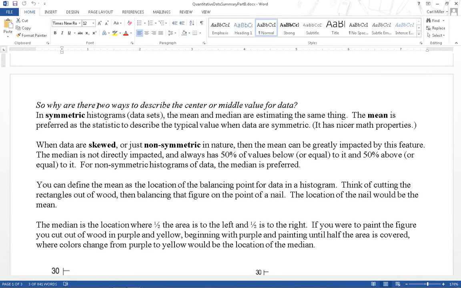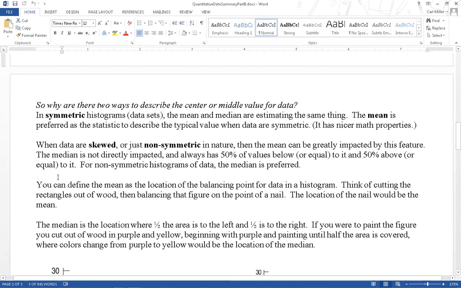Now, when you have histograms which are skewed to the right or to the left, or they're non-symmetric in nature, or possibly they have outliers, the mean can be greatly impacted by these features. So as a result, we use the median because it's not at least directly impacted, and you know that it always has at least half of the values equal to it or less than, and at least half of the values equal to it or greater than. Okay, so for non-symmetric histograms of data, if we ask for where is the center or what is a typical value, you want to use the median.